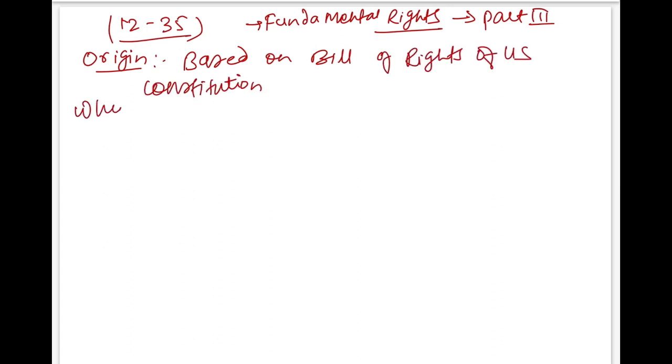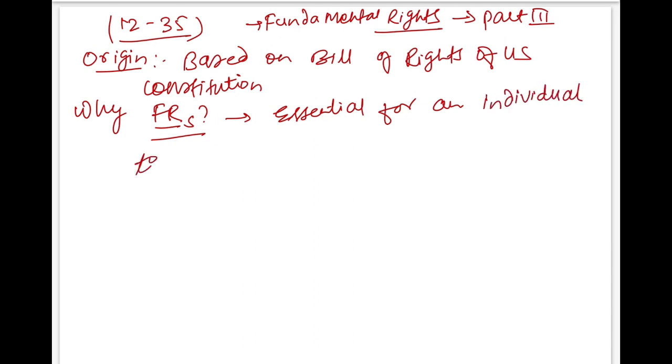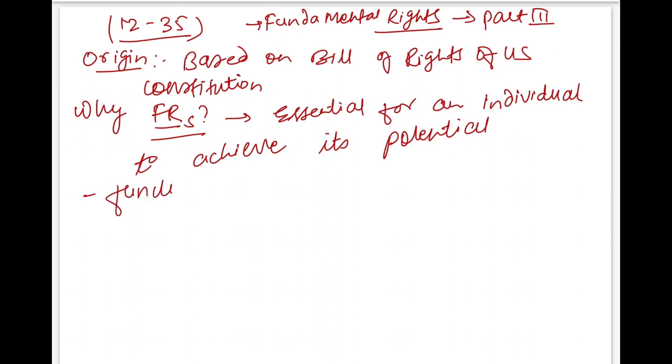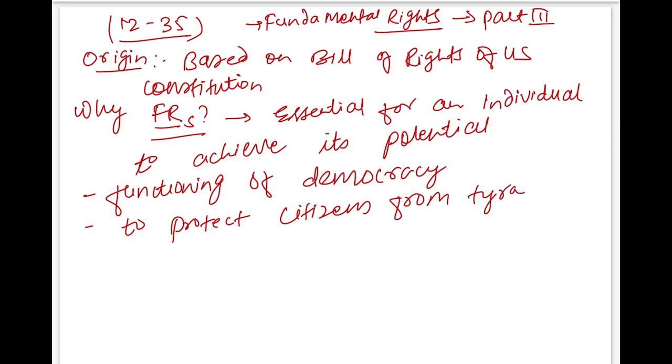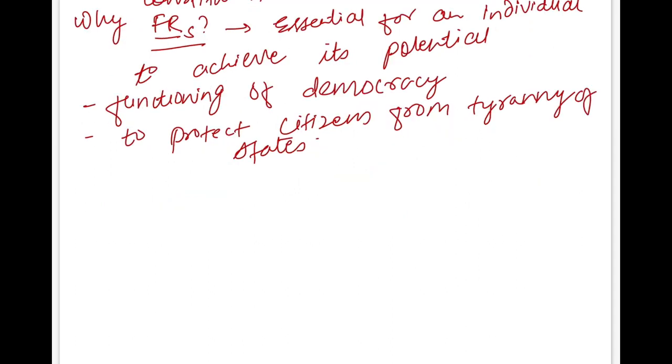Why fundamental rights? FR here means fundamental right. It is essential for an individual to achieve its potential. It is essential for the functioning of democracy. It is essential to protect citizens from tyranny of states. These rights or claims are demanded on society or government, ensured by the law on a just, fair and reasonable basis.